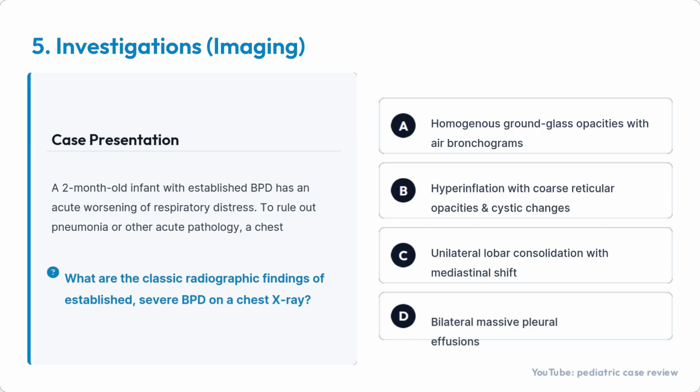Question 5. Investigations. A 2-month-old infant with established bronchopulmonary dysplasia has an acute worsening of respiratory distress. To rule out pneumonia or other acute pathology, a chest radiograph is ordered. What are the classic radiographic findings of established severe bronchopulmonary dysplasia on a chest X-ray? Option A, ground glass opacities. Option B, hyperinflation with reticular opacities. Option C, lobar consolidation. Option D, massive pleural effusions.